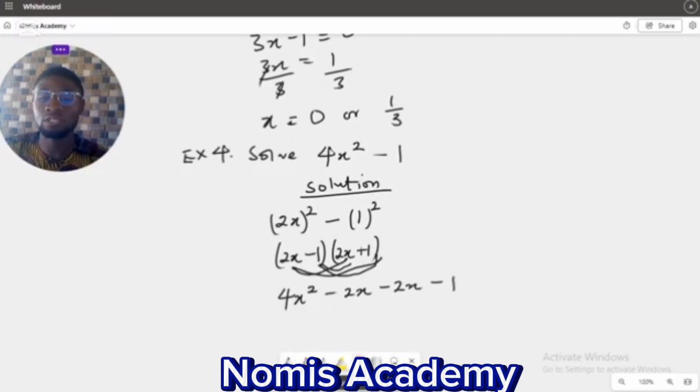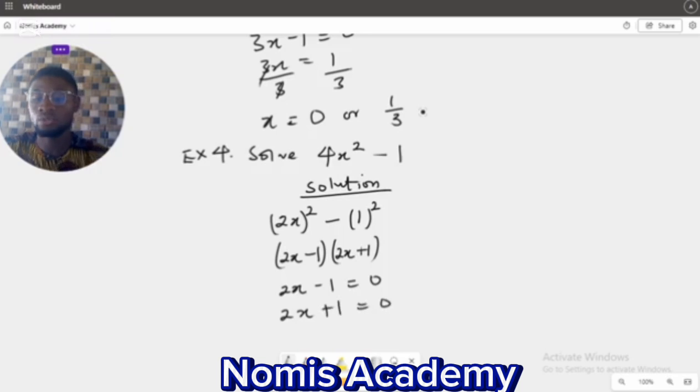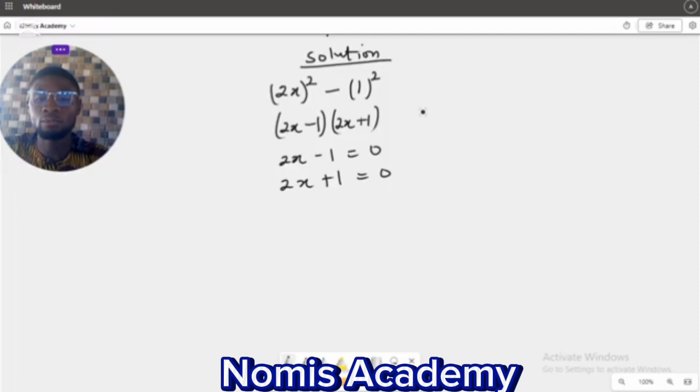Now let us go into solving the equation for the roots. We can split it by saying 2x minus 1 is equal to 0, or 2x plus 1 is equal to 0. So when we move down, we'll be able to tell that 2x is equal to 1, or 2x is equal to minus 1. When we divide both sides by 2, we have x is equal to 1 over 2, or, on the other side, we divide both sides by 2 as well, x is equal to minus 1 over 2.